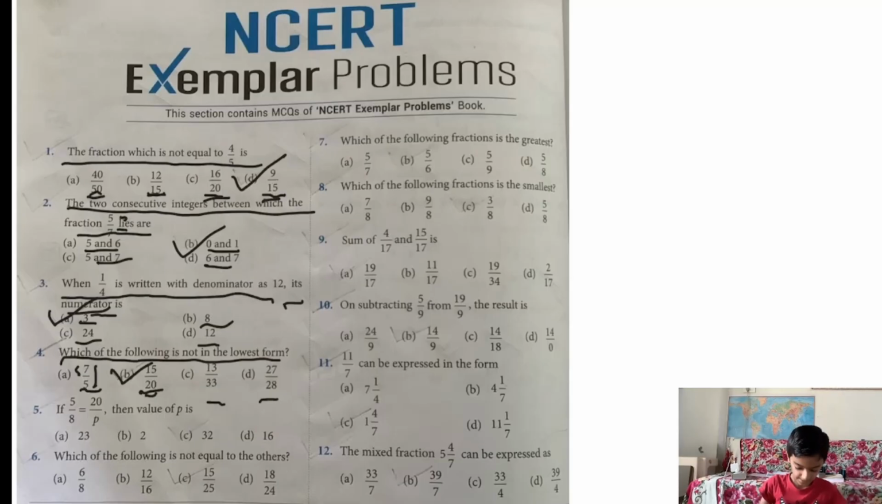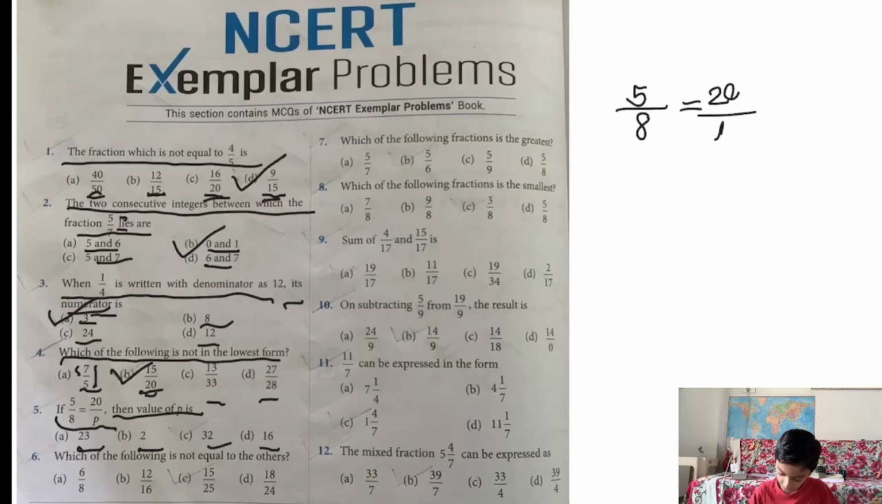Fifth question. If 5 by 8 is equal to 20 by p, then the value of p is. The options are 23, 2, 32 and 16. Here they have given one fraction, and for the other fraction they have given the numerator, and they are saying that both fractions are equivalent, and we have to find out the denominator. So first let's write the equation. 5 by 8 is equal to 20 by p.